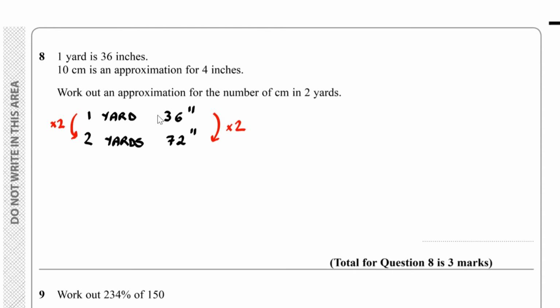So, at this point, we need to convert this into centimeters. What we know is 10 centimeters would represent 4 inches. And what we need to do is find out the number of centimeters for 72 inches. Now from here to here we times by 18. And therefore if I times this by 18, we would get 180 centimeters.